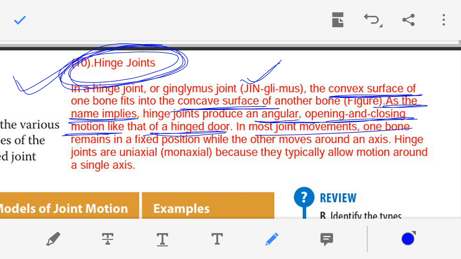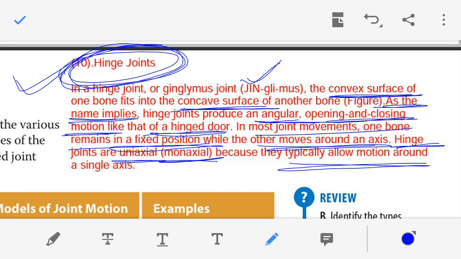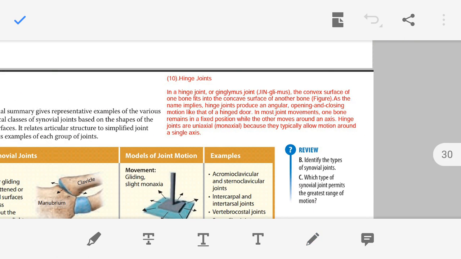So one bone is fixed and the other bone is moving. Hinge joint is uniaxial or monoaxial because it allows the movement of the bone in a single axis. That's why.